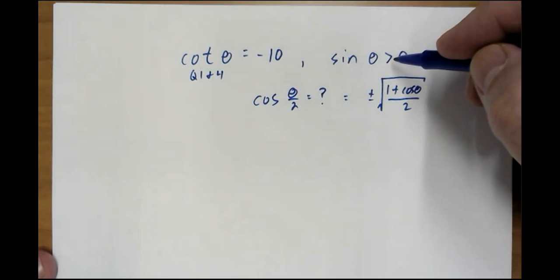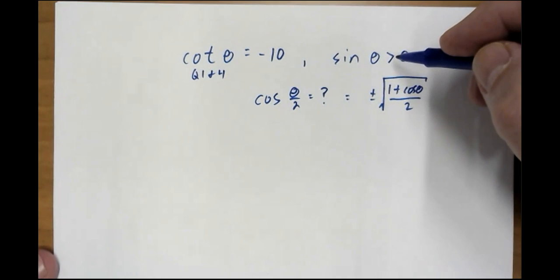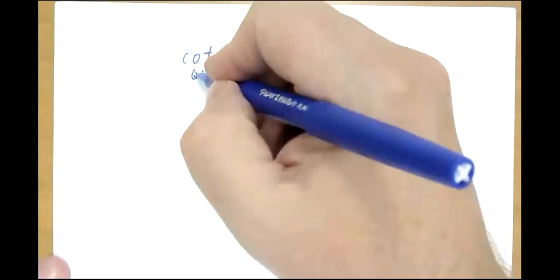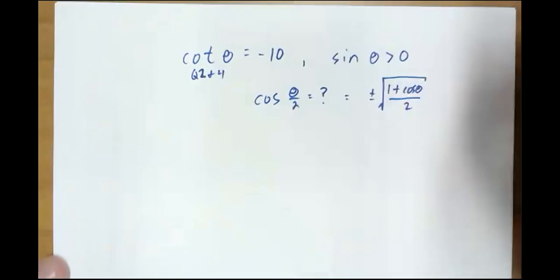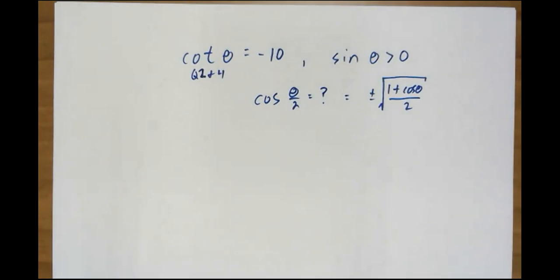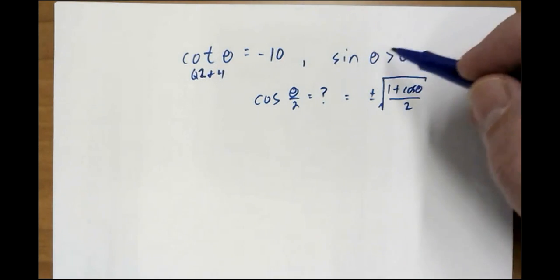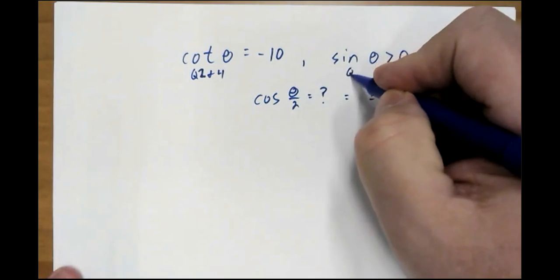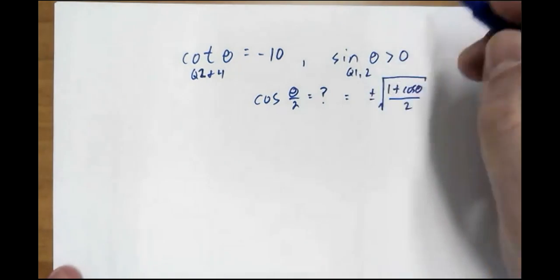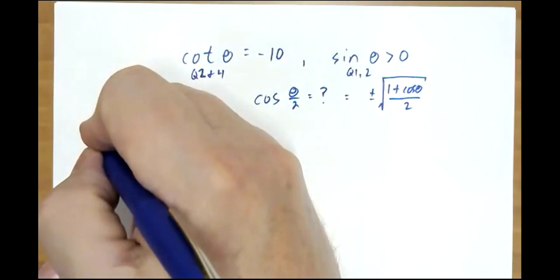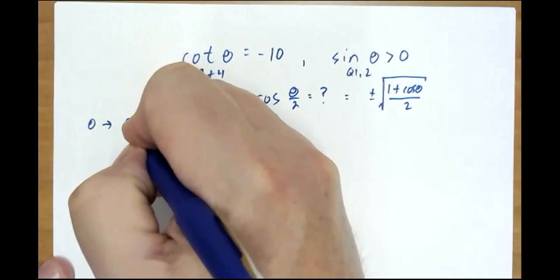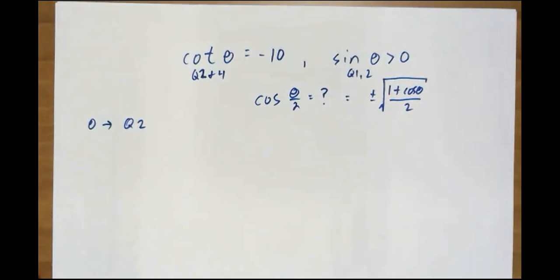Which quadrant is the sine positive? Sorry. Cotangent is negative in quadrants 2 and 4. The sine is positive in quadrants 1 and 2. What's the common quadrant? Theta has to be in quadrant 2.